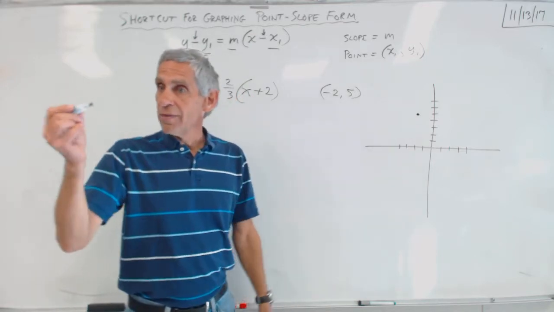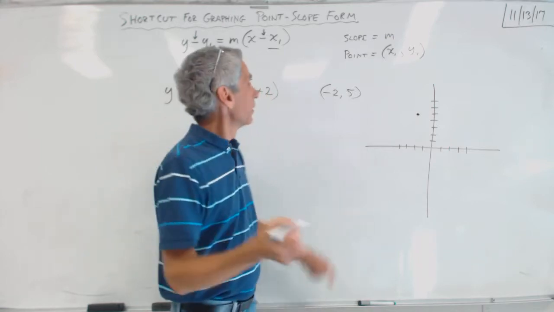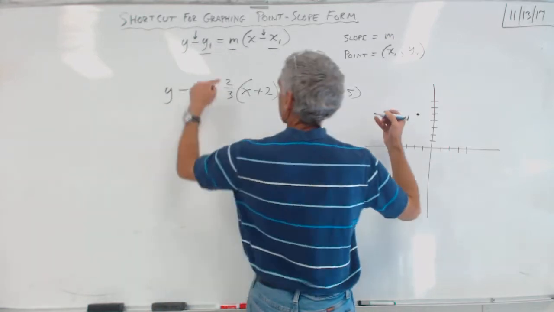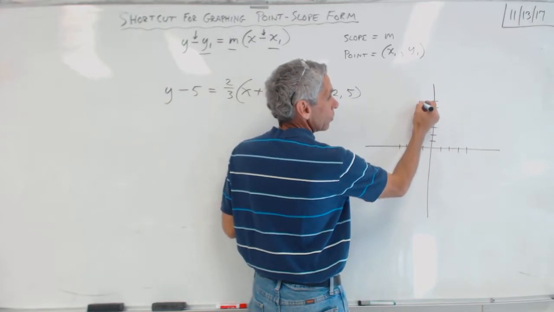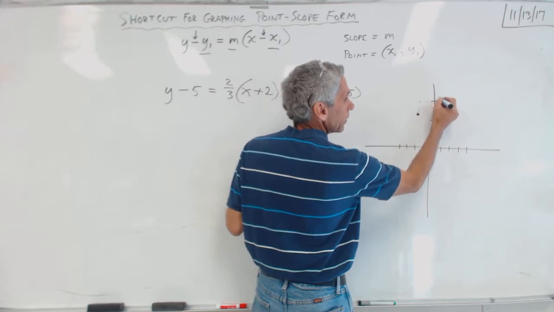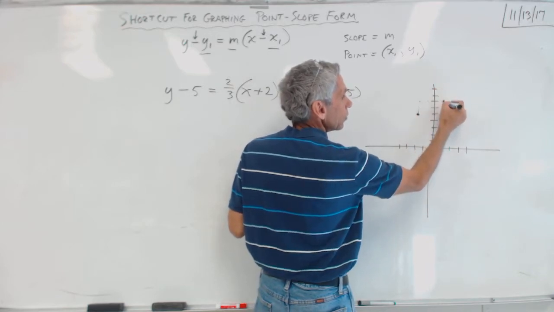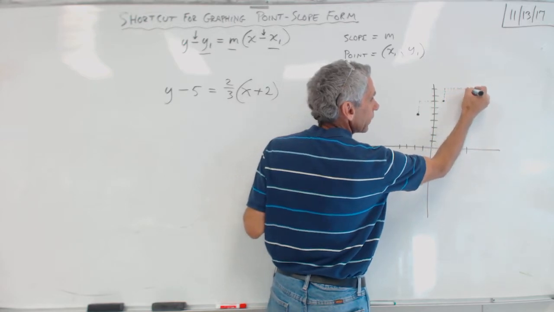So anywhere on the line, if I use my slope, I can get to the next point on the line. And my slope is rise over run. Rise 2, run 3. So I'm going to rise 2, and I'm going to run 1, 2, 3, and I'm going to put a dot.